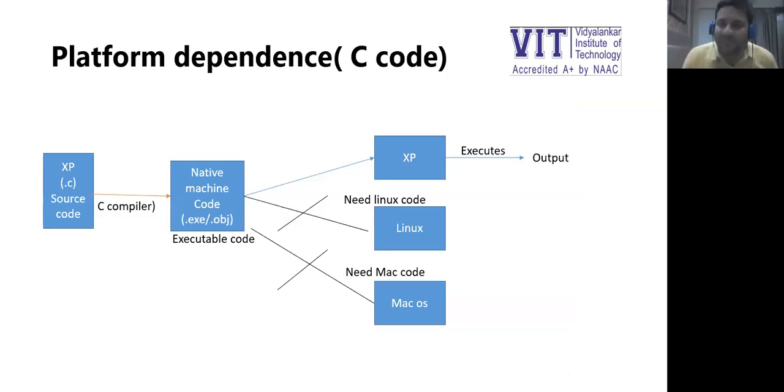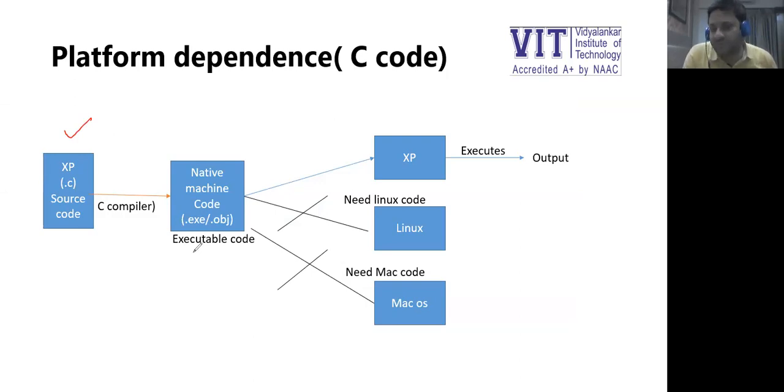Now, before we go ahead with platform independence, we must understand what is platform dependence. Suppose I'm having a C program. I'm having an XP machine and I'm writing a .C code. Now, C is a high-level programming language, but for my machine to execute, it must understand it.